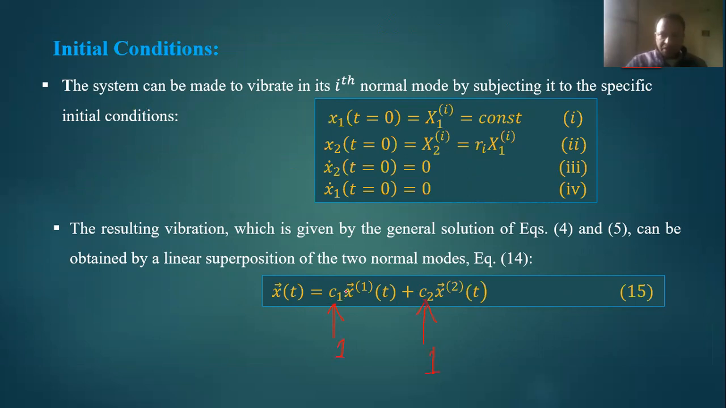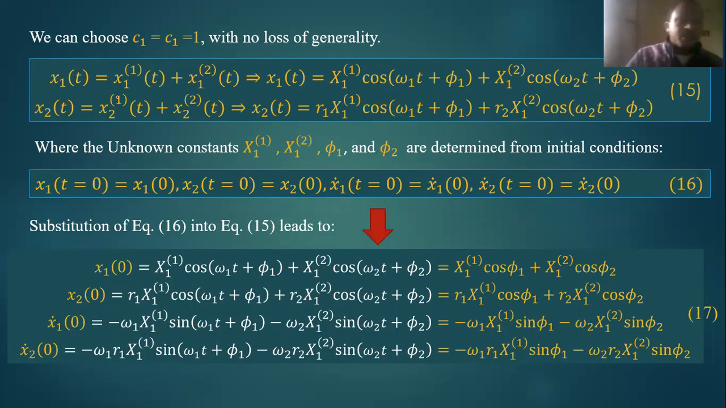So this equation becomes x of t equal to x of the first mode plus x of the second mode of t. Okay, so in this context, we have x1 in both the first mode and the second mode. So just considering the x1 component of the first and the second mode, we have this equation.